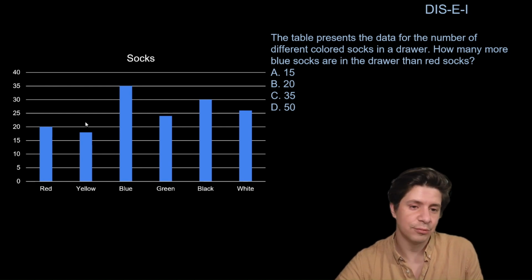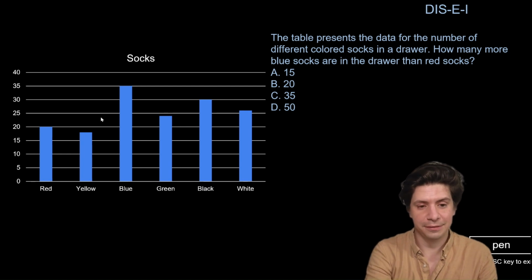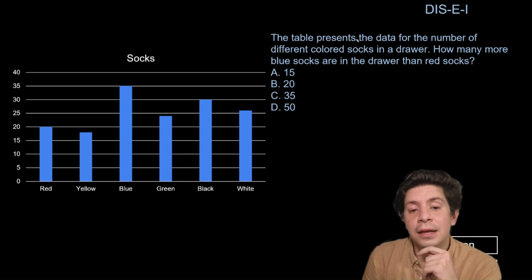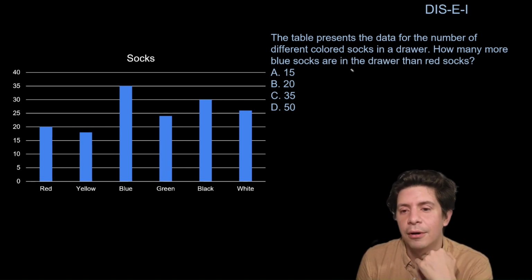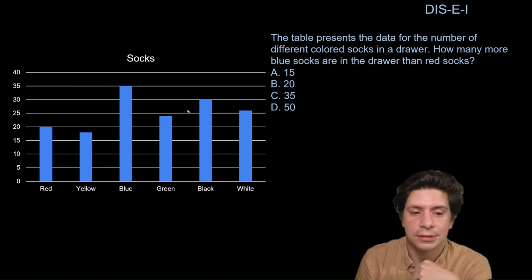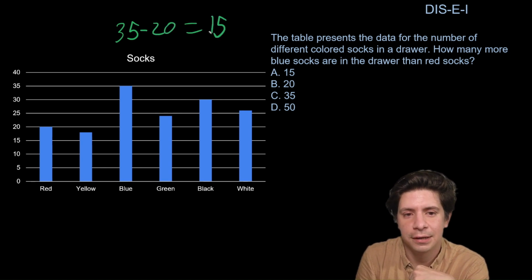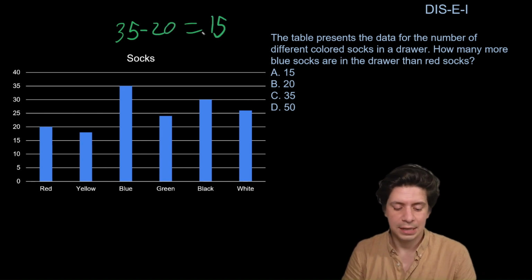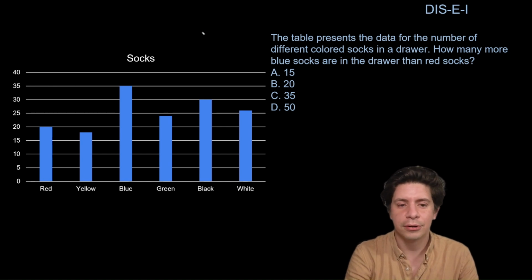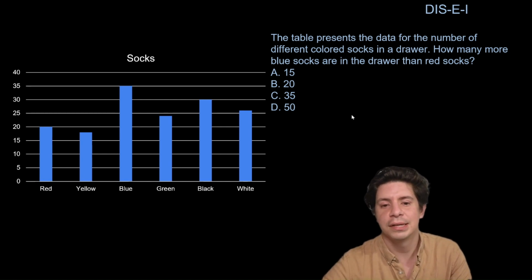All right, this table might look kind of similar, but it's different in the values of what it's asking for. How many more blue socks are in the drawer than red socks? So blue socks, there's 35. Red socks, there's 20. So you just subtract and you get 15. Again, we're just reading bar charts, nice and clean, something that a 3rd grader can do, but still something that the SAT might test for.